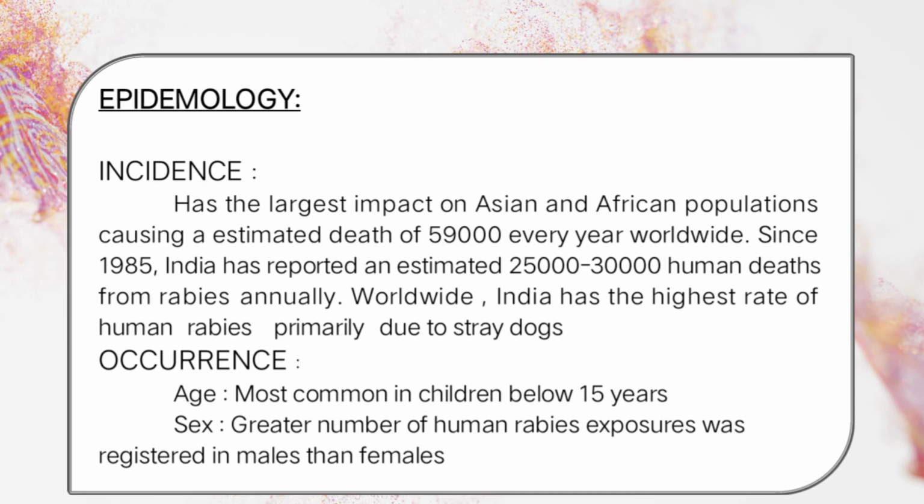Talking about the epidemiology, that is the incidence and occurrence. It mainly affects children below 15 years of age, and a greater number of human rabies exposures were registered in males than females. Regarding incidence, it has the largest impact on the Asian and African populations, causing an estimated 59,000 deaths every year worldwide. Since 1985, India has reported an estimated 25,000 to 30,000 human deaths from rabies annually. Worldwide, India has the largest rate of human rabies, primarily due to stray dogs.